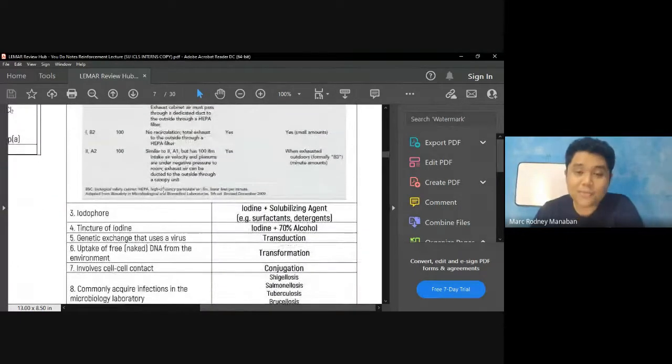Next, we go to the types of disinfectants. You have iodophore and tincture of iodine. So how do you remember their composition? Iodophore is iodine plus detergent or any solubilizing agent such as surfactants. And tincture of iodine is iodine plus alcohol, 70% alcohol.